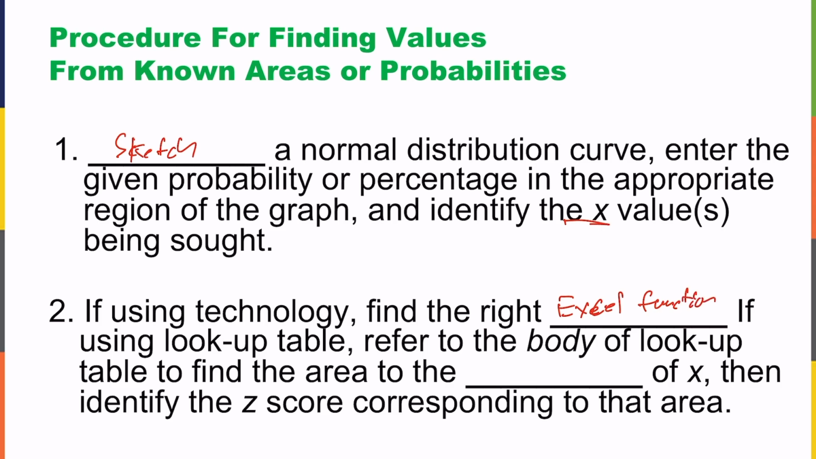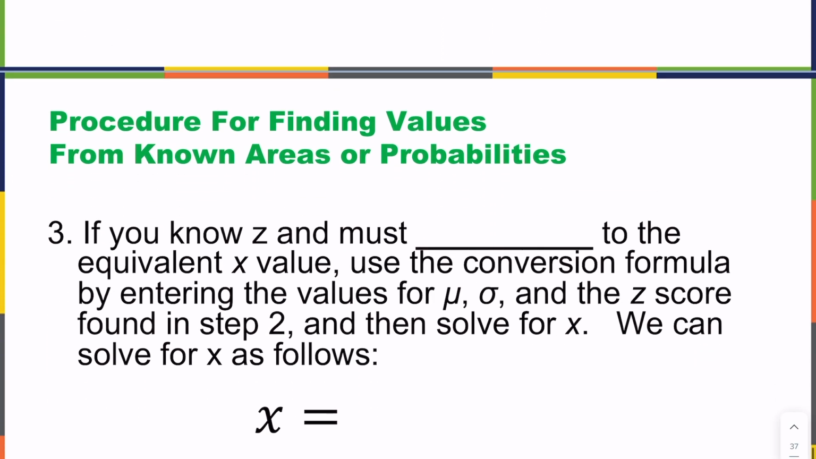If using a lookup table, refer to the body of the table and find the area that's closest to the area to the left of x. Then identify the z-score corresponding to that area. Once you know the z-score, you must convert it back to its equivalent x value. And so in order to do that, you take sigma times z and add the mean.